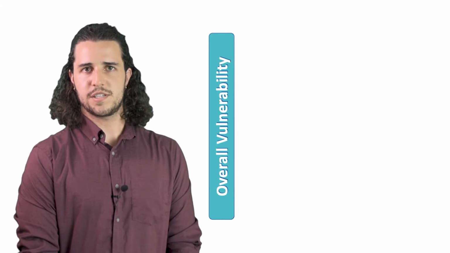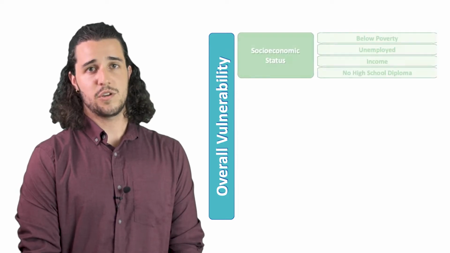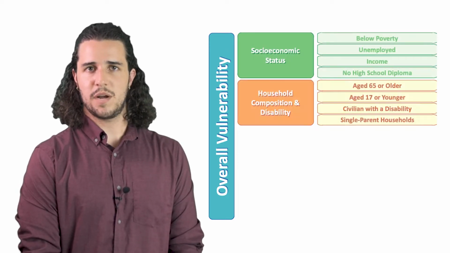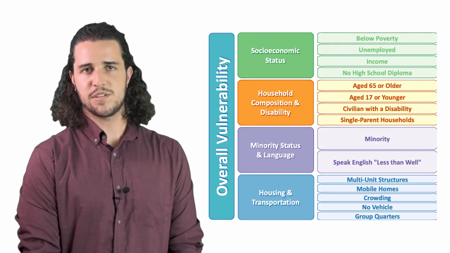In 2014, the CDC measured how vulnerable each census tract was to hazardous events, just like COVID-19. This metric is called the Social Vulnerability Index, or SVI. The overall Social Vulnerability Index is calculated as an aggregate of the individual SVIs determined for 4 themes based on census data: socioeconomic status, household composition and disability, minority status and language, and housing and transportation.